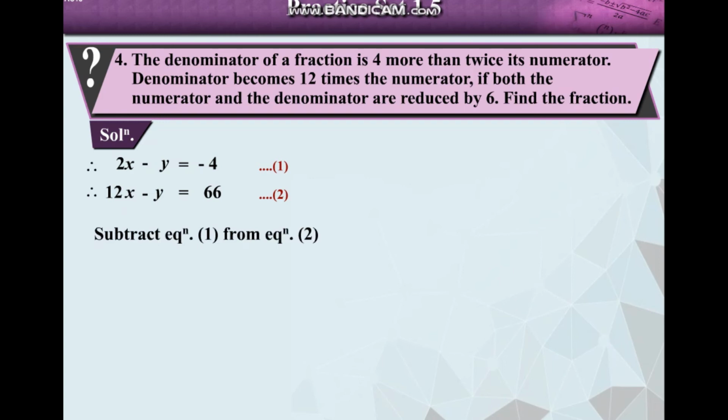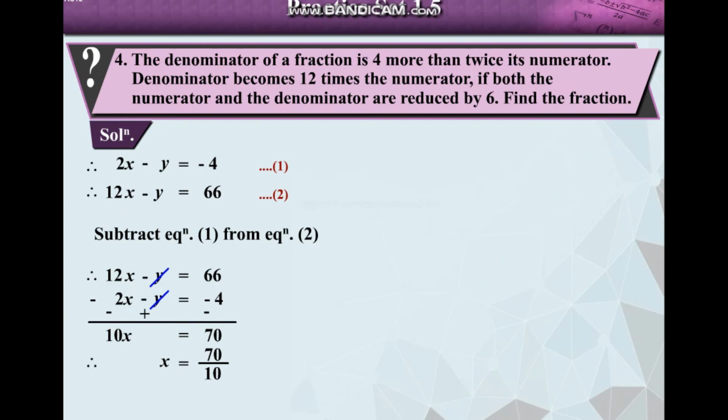Subtract equation 1 from equation 2. Therefore, 12x - y = 66, minus 2x - y = -4. Changing signs, we get 10x = 70. Therefore, x = 70 upon 10. Therefore, x = 7.